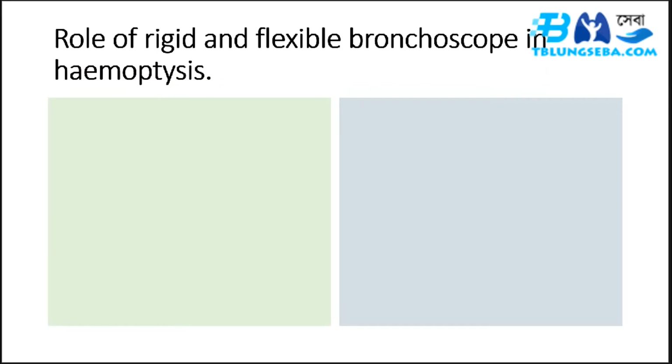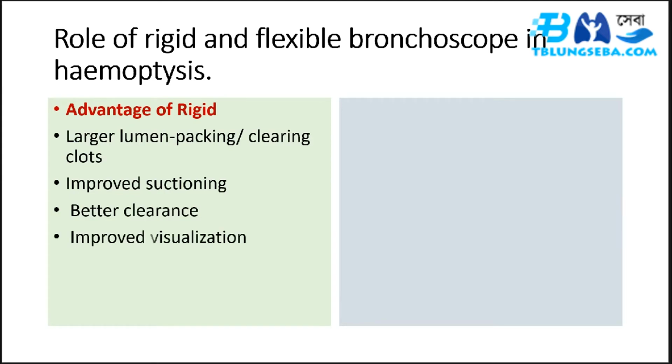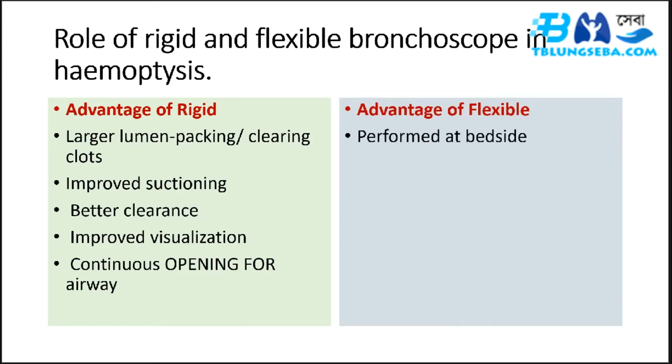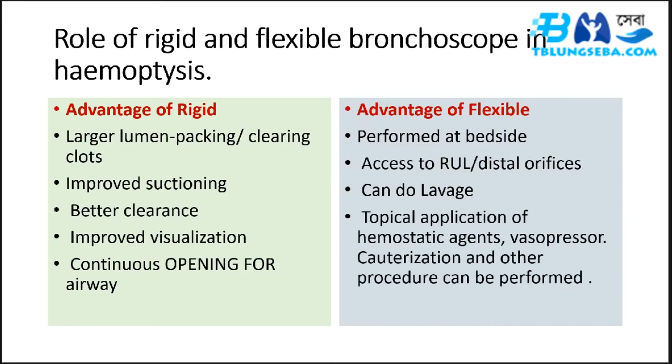Role of rigid and flexible bronchoscope in hemoptysis. Advantages of rigid: larger lumen, packing and clearing clots, improved suctioning, better clearance, improved visualization, continuous opening for airway. Advantages of flexible: performed at bedside, access to right upper lobe and distal orifices, can do lavage, topical application of hemostatic agents and vasopressors, cauterization and other procedures can be performed.